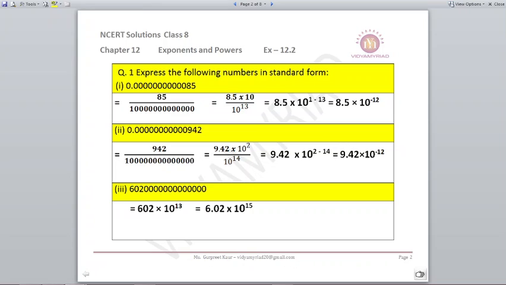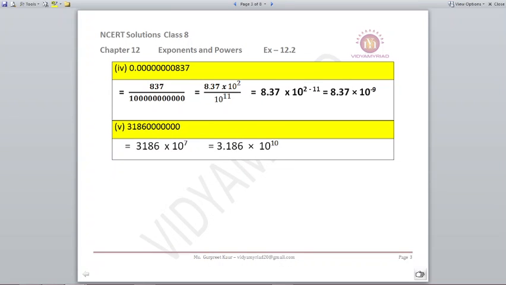Next, there is no decimal over here. It is 602 and so many zeros. There are 13 zeros, so it is written as 602 into 10 raised to power 13. But this is not a standard form. I need to put a decimal in the main number. So it becomes 6.02. Because it is 2 places, I will add 2 to 13 to get the required result. So it becomes 6.02 into 10 raised to power 15.